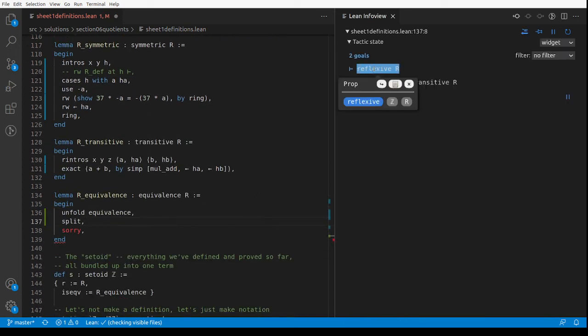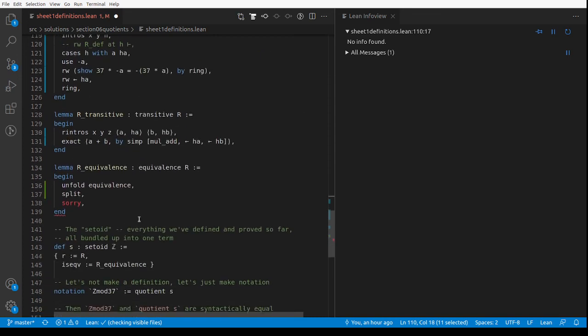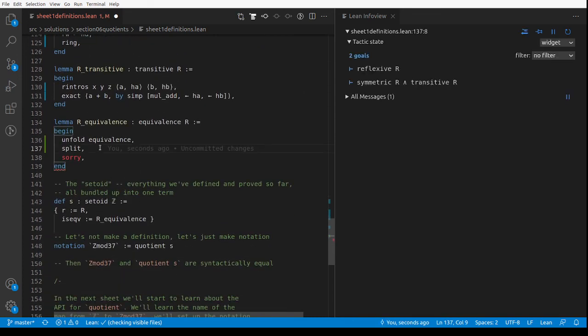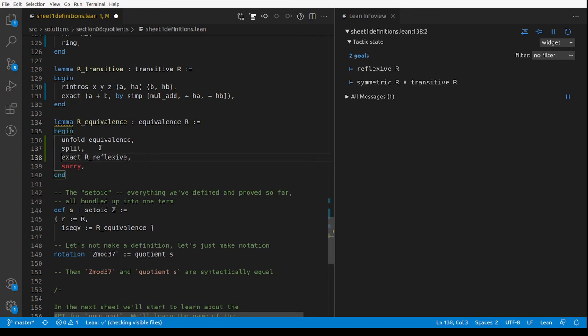We can click on reflexive R. We can see it's a Prop, right? Reflexive R is the statement we're trying to prove. And R reflexive is the term. It's on the other side of the colon. So this would be exact R reflexive there. I mean, if we were doing this properly, we could do that.